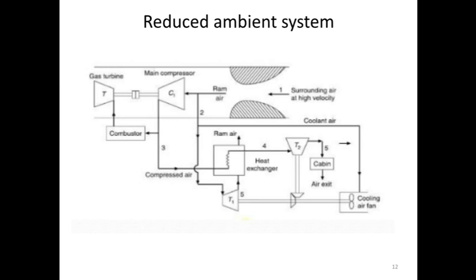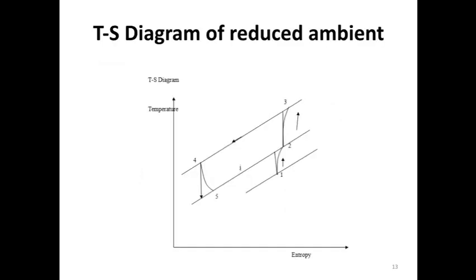From the heat exchanger, the air which is coming from the turbine goes to the exit, and the air which is coming from the main compressor goes to the secondary turbine, or cooling turbine, where it further reduces the temperature and pressure to the desirable condition and is supplied to the cabin. Here the auxiliaries, fans and other systems are running with the help of the two turbines, T1 and T2.